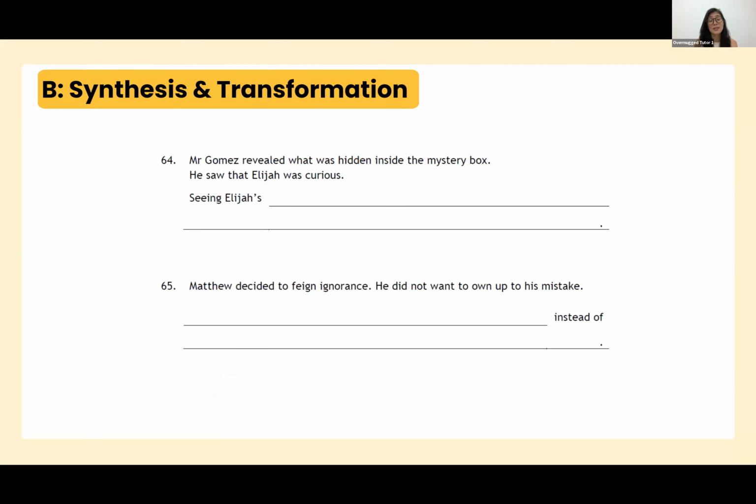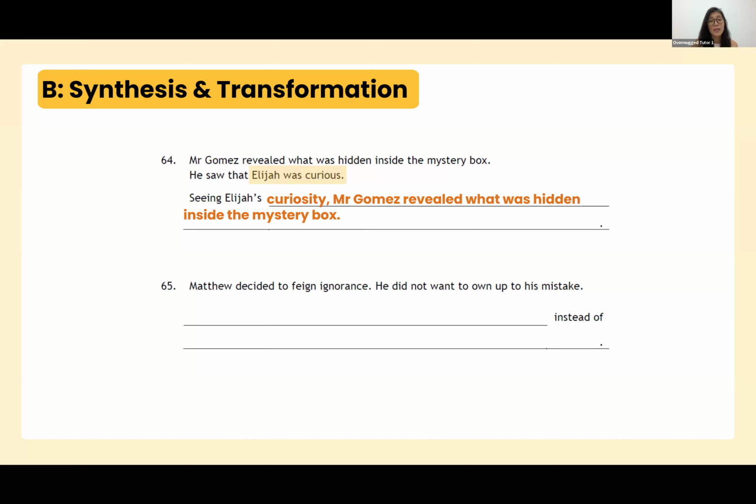Next one, question 64. Mr. Gomez reviewed what was hidden inside the mystery box. He saw that Elijah was curious. So, seeing Elijah's what? Elijah was curious. So can we change curious to curiosity now? Can you spell it accurately? Because the common pitfall is that you tend to spell curiosity with an extra letter, but it's not supposed to be there. So take a look at curiosity. It's C-U-R-I-O-S-I-T-Y.